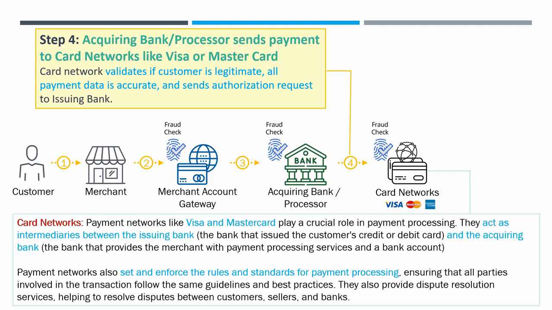In addition to facilitating the movement of payments between banks, payment networks like Visa and MasterCard also establish and enforce the standards and regulations for payment processing. They ensure that all parties involved in a transaction adhere to the same guidelines and best practices. Furthermore, payment networks provide dispute resolution services, which assist in resolving disputes between customers, merchants, and banks.